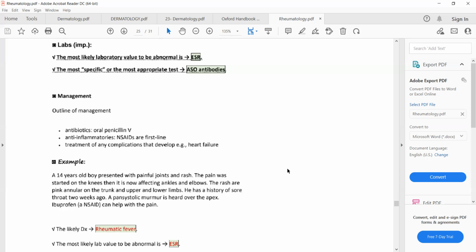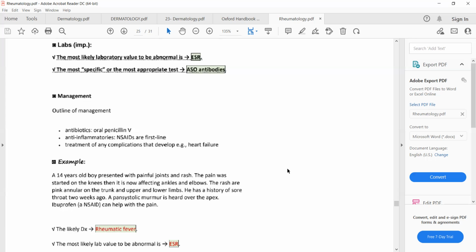So the description of the rash here is pink annular, pink rings or pink annular rash that is predominantly on the trunk. It is erythema marginatum. So a 14-year-old boy with joint pain is having migratory polyarthritis. So it is fulfilling one major criterion. The second major criterion is erythema marginatum. So two major criteria are present.